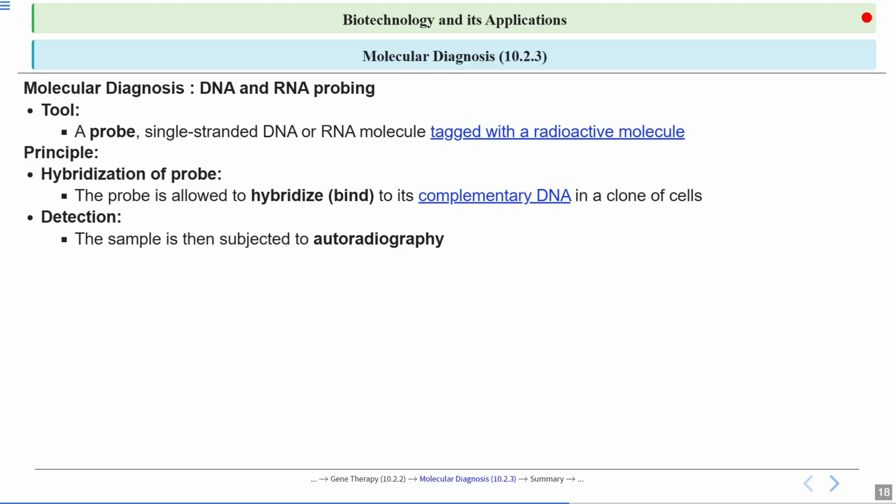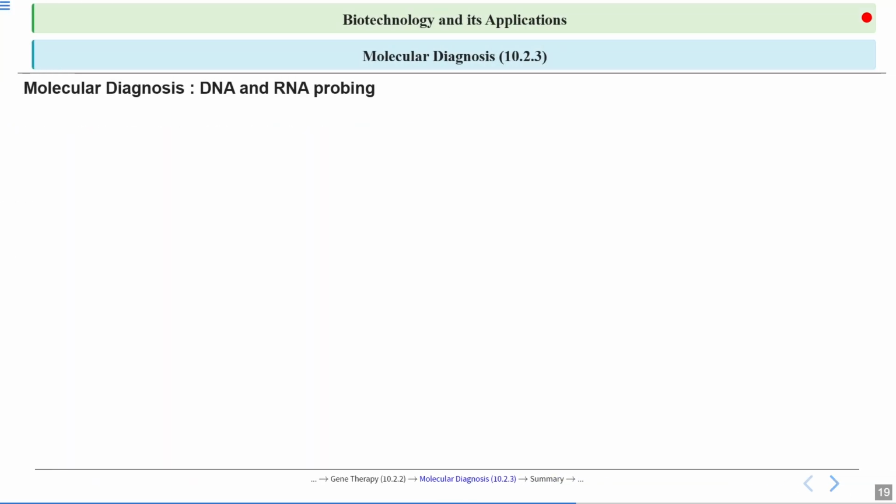We know that if there is a presence of that particular DNA or RNA in that sample, what will the probe do? The probe will go and bind to that complementary region. Once it has bound to that complementary region, we can take that sample and use autoradiography, and then we can see, okay, there is a presence of this particular pathogen. So this is how we can use this DNA and RNA probing for the diagnosis and detection of diseases.